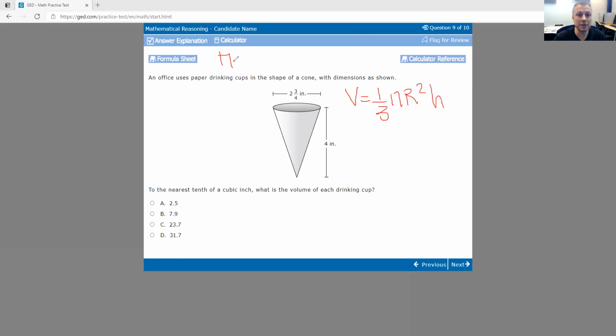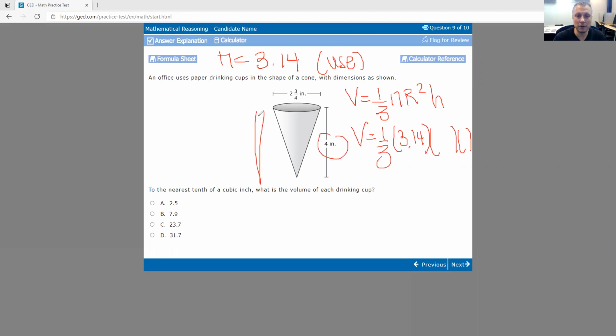And we said last week that pi is 3.14. They'll tell you to use this specific pi, which is great. So I'm ready to go here. I can put 1/3 instead of pi, I'll put in 3.14. And then a couple of numbers. I know my height is 4 because that's the height of the cone in here. So I'll put a 4.